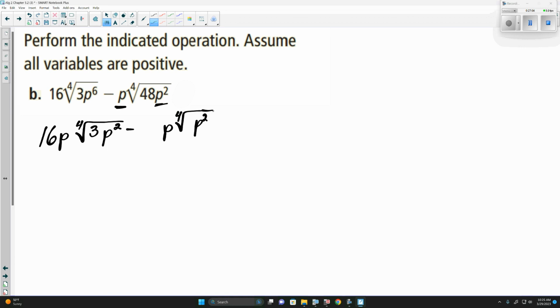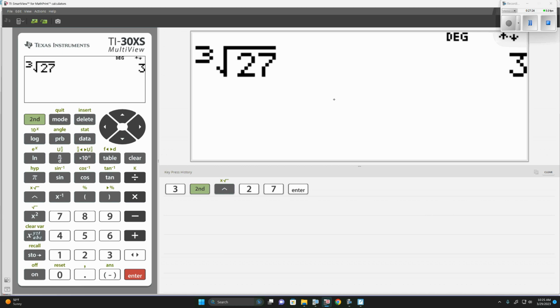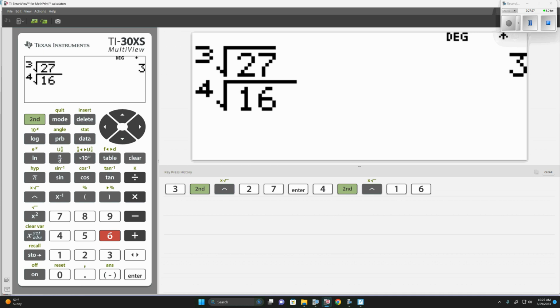Now we do need to simplify the 48, because our first fourth root has what inside? A 3, yes? And if we're going to be able to add or subtract, we need a 3. We can divide 48 by 3, and it would be 16. So now we just need to see what the fourth root of 16 is. It's 2.